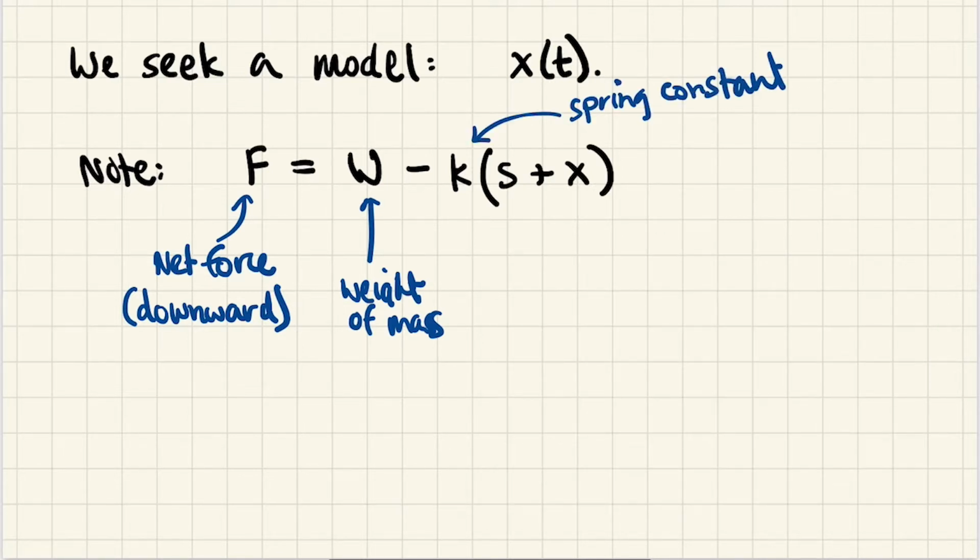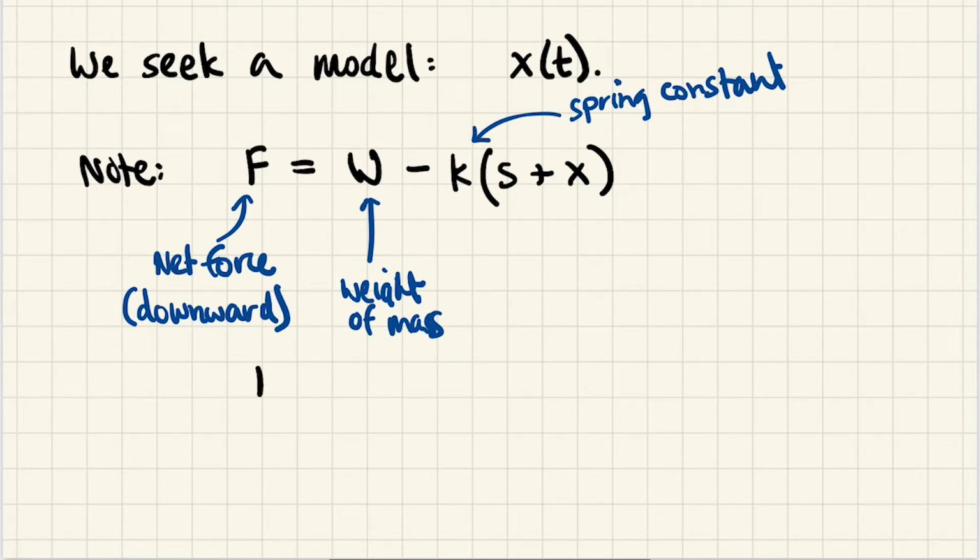This k is referred to as the spring constant, and it depends on the properties of the spring itself. You can imagine that some springs are just stronger than other ones, and that information is wrapped up in the k here. And then s plus x is how far the spring has stretched from its unstretched position of merely L.